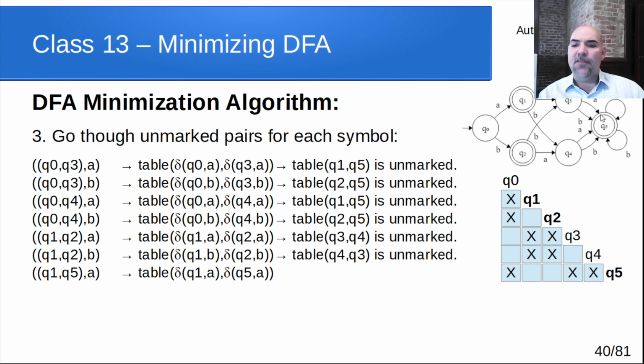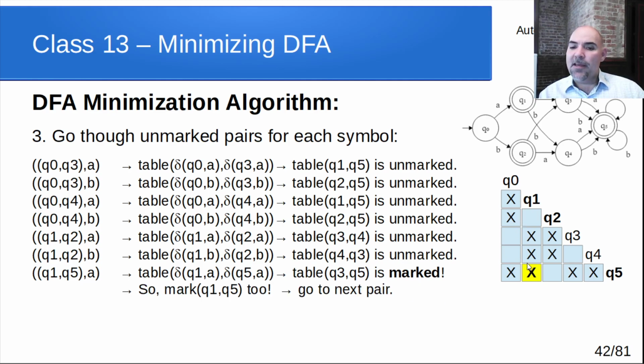5 on an A stays in 5. So we look up 3, 5 in the table. 3, 5 in the table is marked. So because that's marked, we now also have to mark 1 and 5, which was not marked before. So we're adding that one. We've just added this highlighted yellow one in. So that one we have now marked.